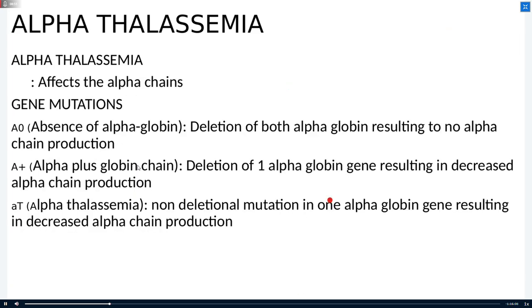So after your beta thalassemia, we also have your alpha thalassemia. Now your alpha thalassemia, class, affects the alpha chains. And there are also gene mutations in your alpha thalassemia. So first one would be your AO, absence of your alpha globin. This would cause the deletion of both alpha globin chains, resulting to no alpha chain production. Then we also have your alpha plus globin chain. Your alpha plus globin chain would result to the deletion of one alpha globin gene, resulting in decreased alpha chain production. And another one would be your alpha thalassemia, which is the non-deletional mutation in one alpha globin gene, resulting in decreased alpha chain production.